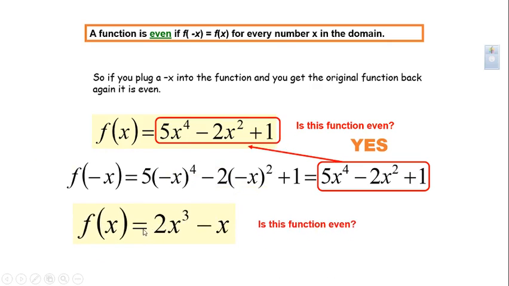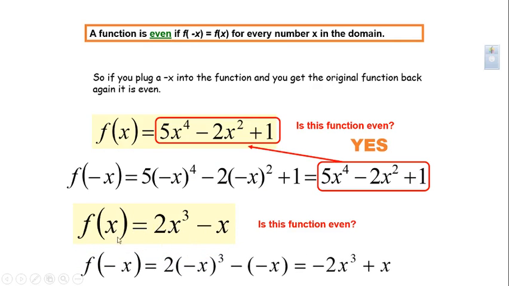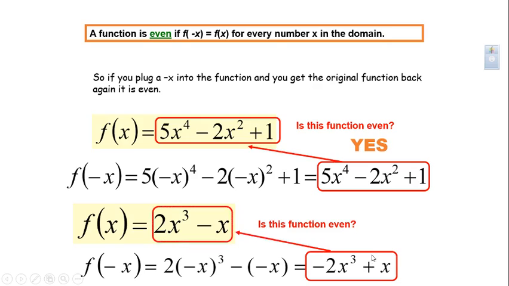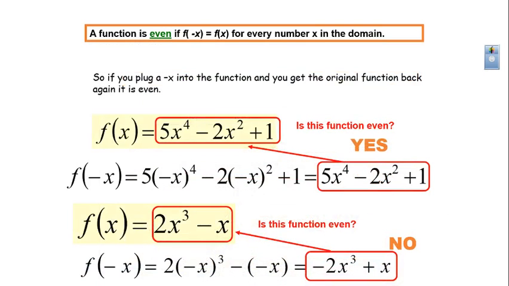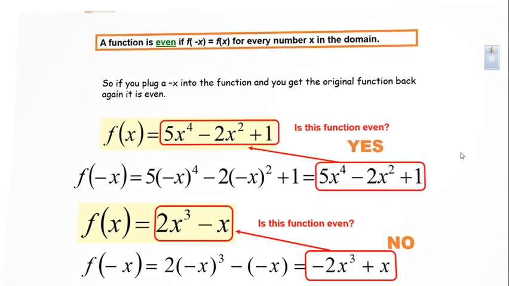Let's try this other function, f of x equals 2x cubed minus x. I find f of negative x by replacing all the x's with negative x. And I do not get the same as the original. So that is not an even function. So when I find f of negative x, if I get the original expression for the function, then that is an even function. But if I do not get the same, it's not an even function.